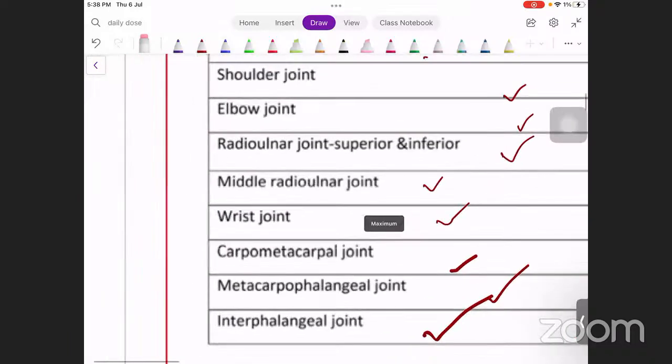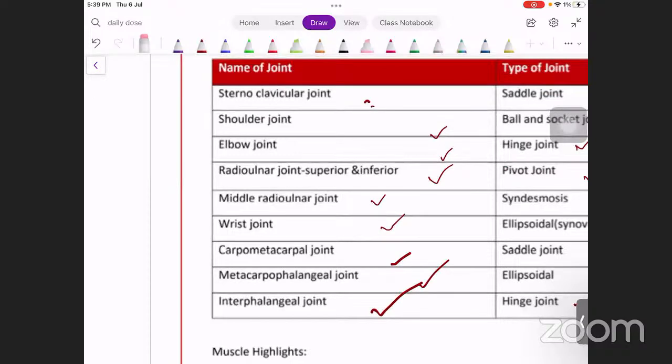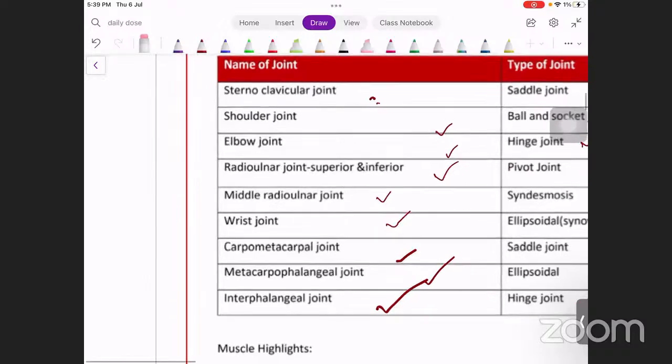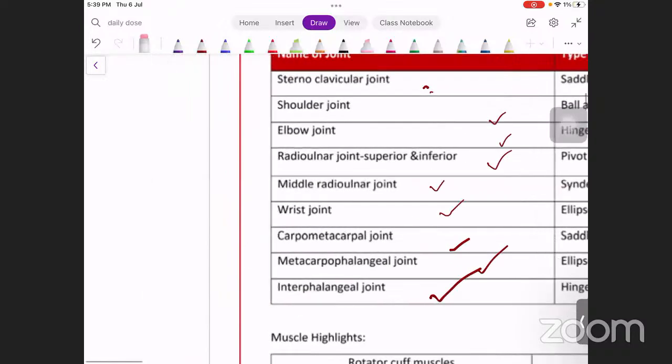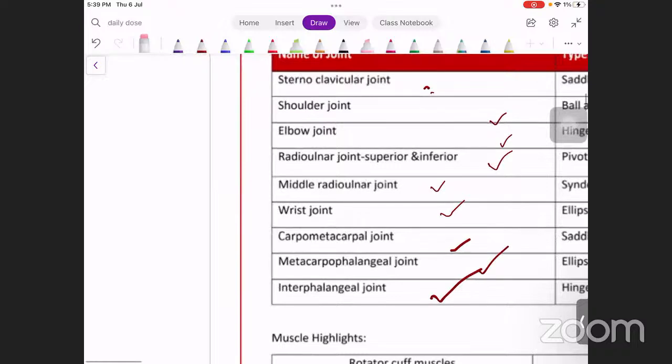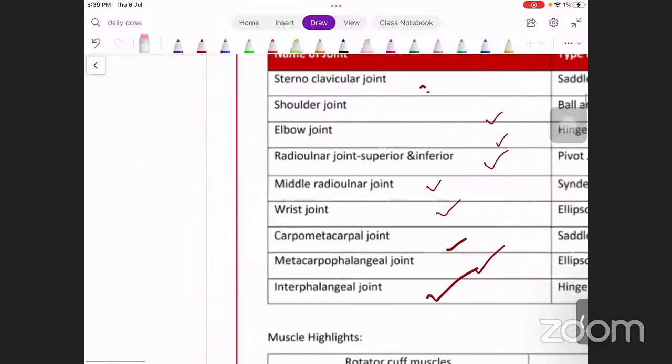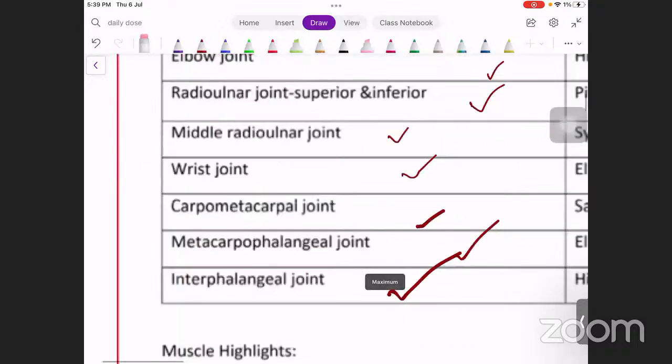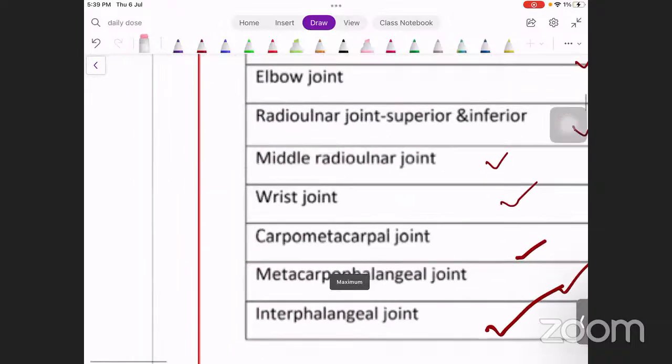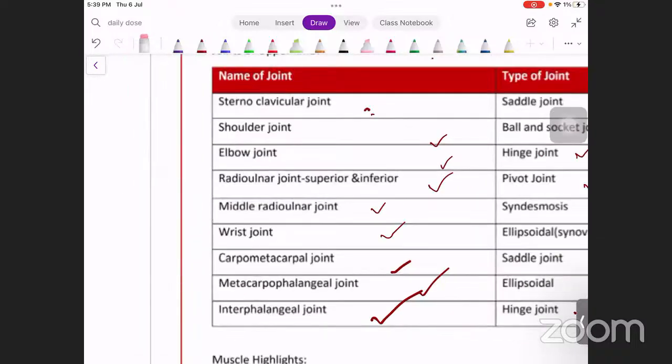So here you may have the list of joints. I'm going to tell you the names and you tell me which joint belongs to that type. Okay, next is syndesmosis. What type of joint? Okay, you got the screen here, and zooming in is not going in further, so we will do that in the next session.